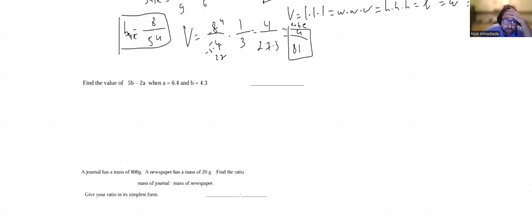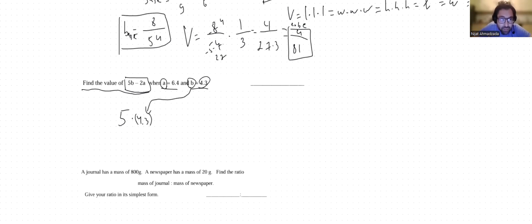And the next question is, find the value when A is this and B is this. For these kinds of questions, wherever you see any kind of formula or expression like this, and the unknowns are given, we just have to plug in the unknowns and that's it. So 5 times b. Just plug in the b. What was b? B was 4.3. So 5 times 4.3 minus 2 times a. What was a? 6.4.